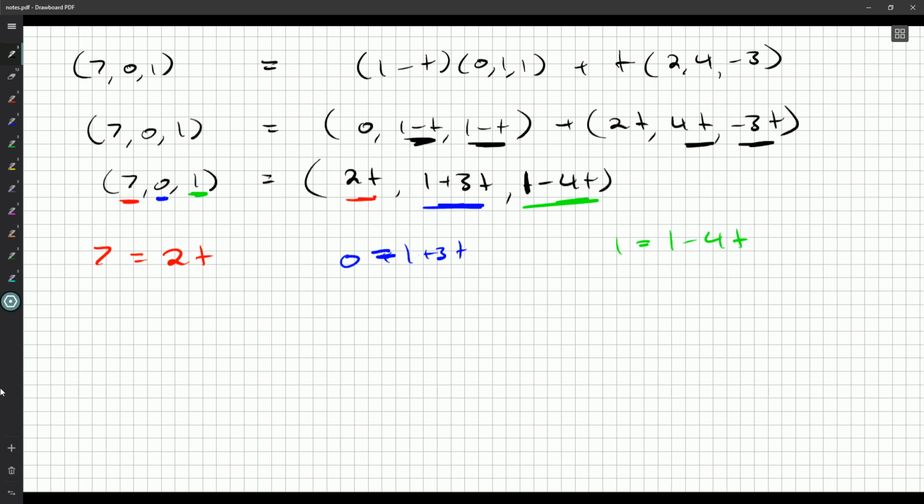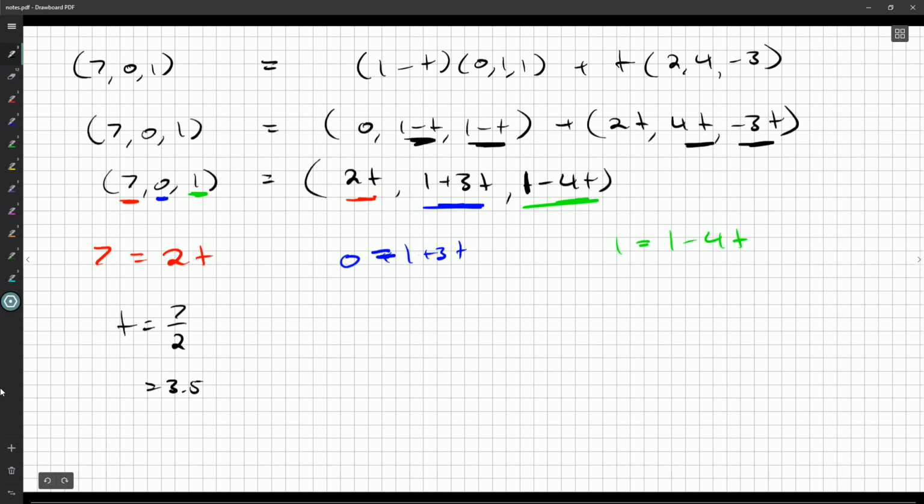And if we get the same value for t for each one, then (7, 0, 1) is on the line. If we get different values for t, then the point is not on the line. So if we take the first equation here, divide both sides by 2, we'll get t is 7/2, which is about 3.5 if you've got a calculator. But remember, calculators aren't going to be allowed on tests. So if all the other values of t are 3.5, then yes, (7, 0, 1) is on the line.